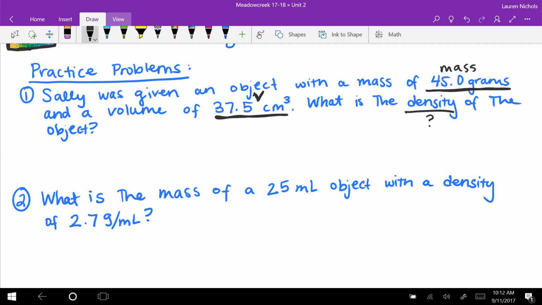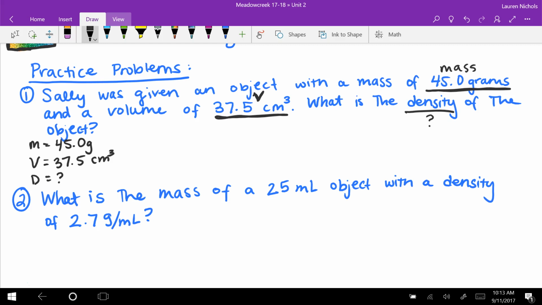And so we write down our givens first. Remember, in class we learned about the GUESS method: given, unknown, equation, substitute, solve. If you follow that method every time, you will be golden for your test. So first is our givens. We know that our mass is 45.0 grams. Our volume is 37.5 centimeters cubed. So we have our givens. Our unknown is what we're looking for, and our unknown is our density.